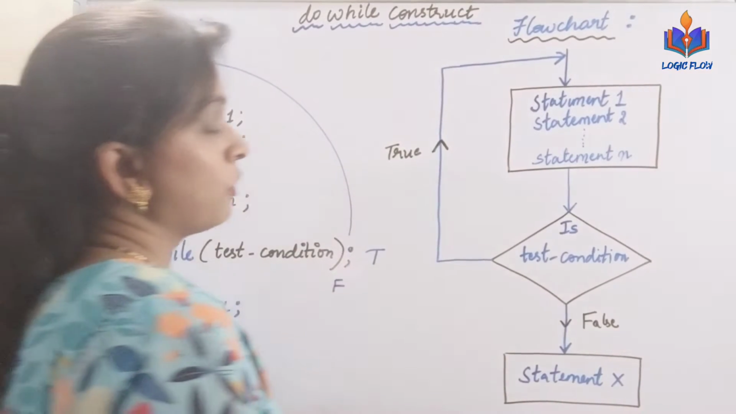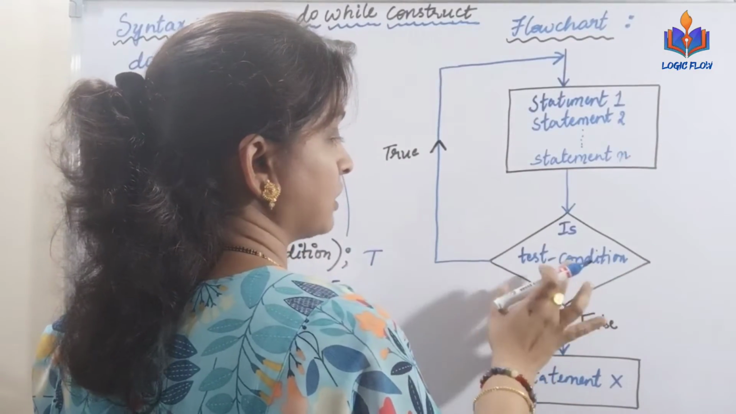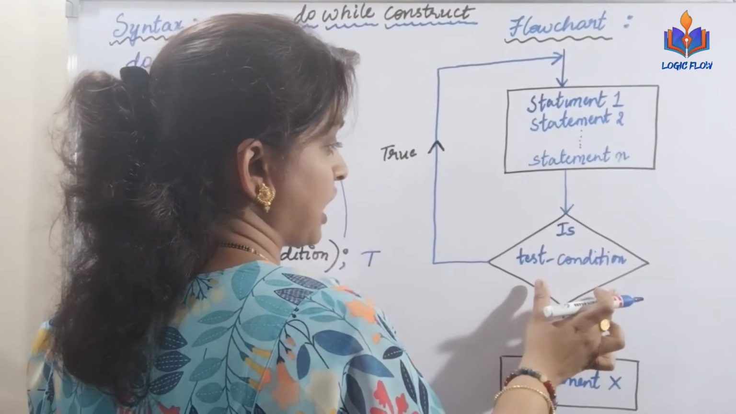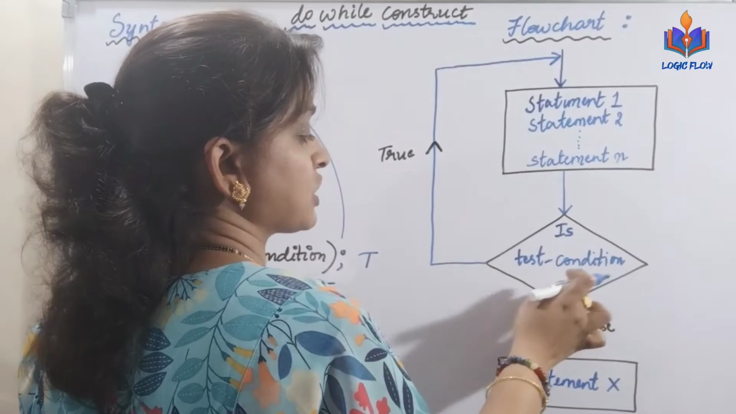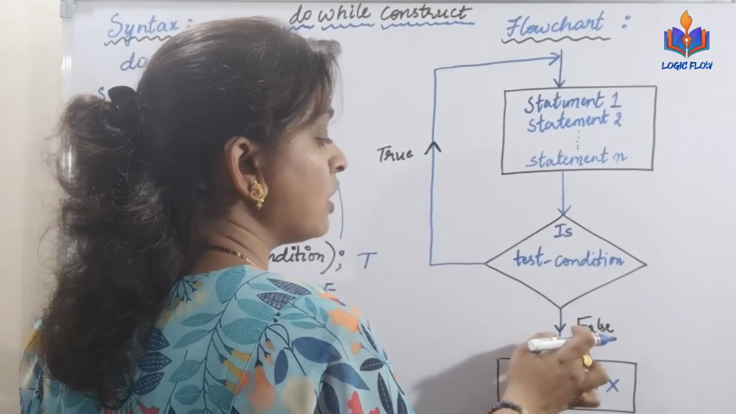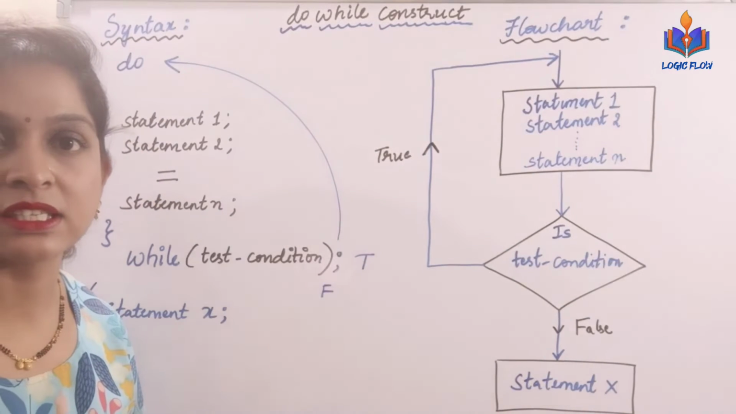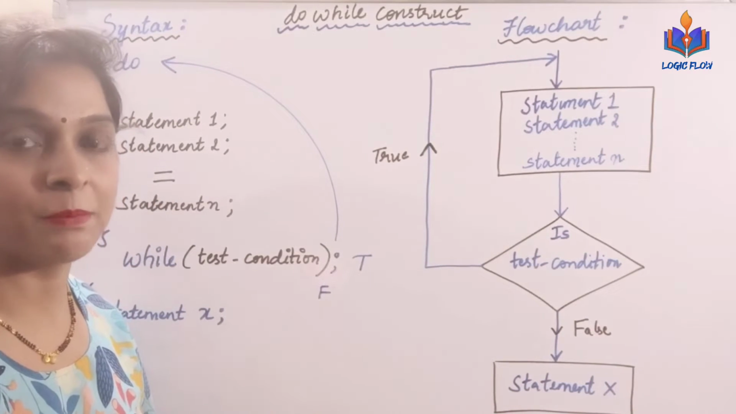Look at the flowchart. Execute the statements, then check the condition. If true, again execute the statements, then check the condition. True, again execute the statements, check the condition. The condition evaluates as false, terminate the loop, go to statement X. If you've understood this, let us see a small example code now.